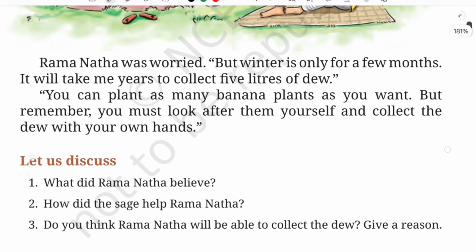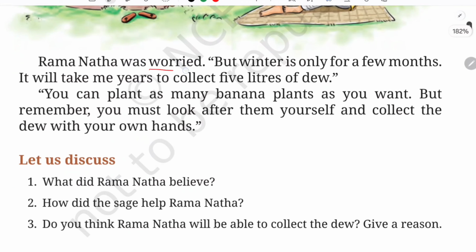But Ramnath was worried. Why was he worried? "But winter is only for a few months. It will take me years to collect 5 liters of dew." So he said that winter is only around 1 to 2 months, isn't it? And it is possible to collect that dew only during winters. And to collect 5 liters of dew, it will take years and years, isn't it? So that is the question which Ramnath was asking the sage.